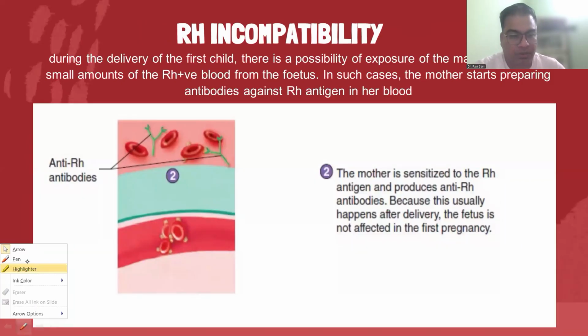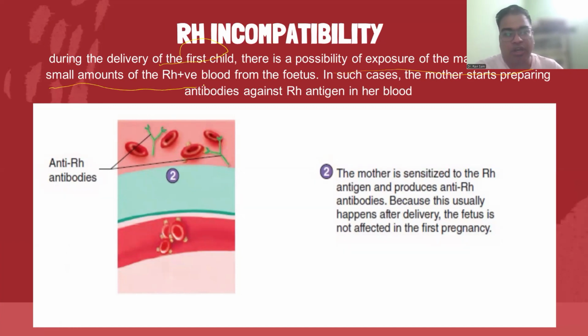Now come to the delivery of the first child. There is a possibility of exposure of the maternal blood to small amounts of Rh positive blood from the fetus. So during the first pregnancy, when the baby is delivered, the placenta could rupture and can lead to the mixing of blood of mother and fetus. In such cases, the mother starts preparing antibodies against Rh antigen.